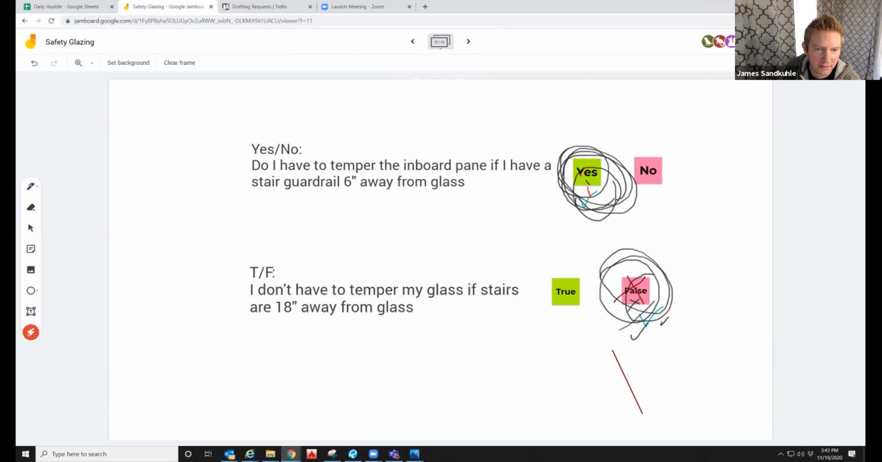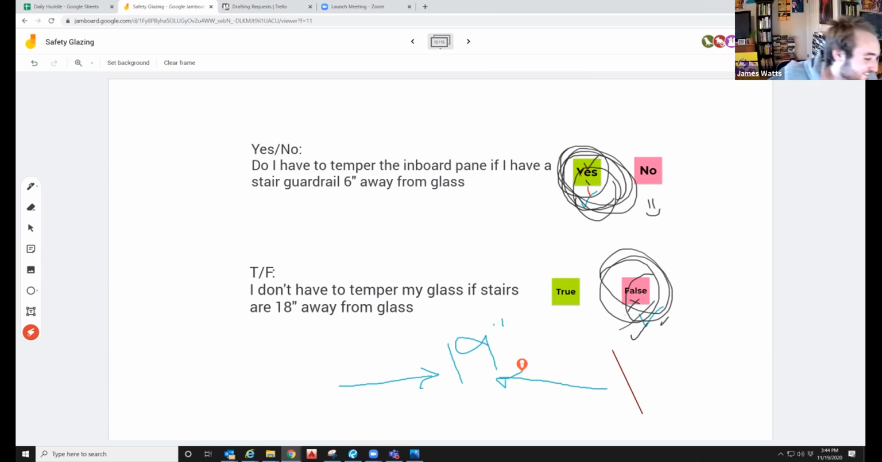All right, so for the first one, do I have to temper the inboard pane if I have a stair guardrail 6 inches away from glass? Looks like you all guessed yes on this, so that is correct. True or false? I don't have to temper my glass if stairs are 18 inches away from glass. That is correct, false, because why? Needs to be 36 inches away, right? That is also false. Anyone want to guess again? It's 19 inches. 19 inches, there you go.